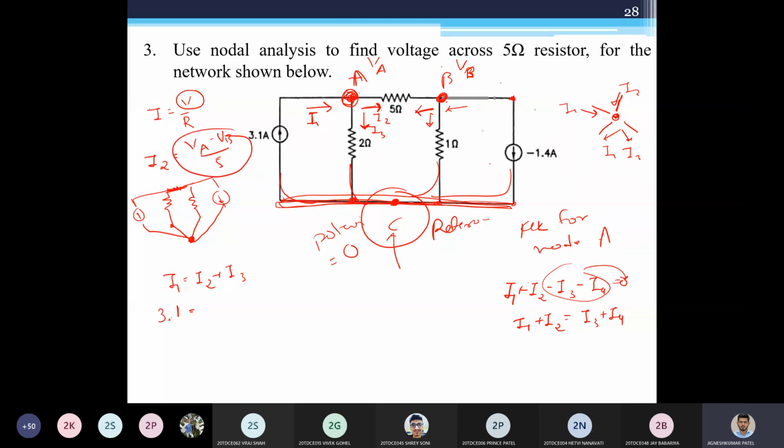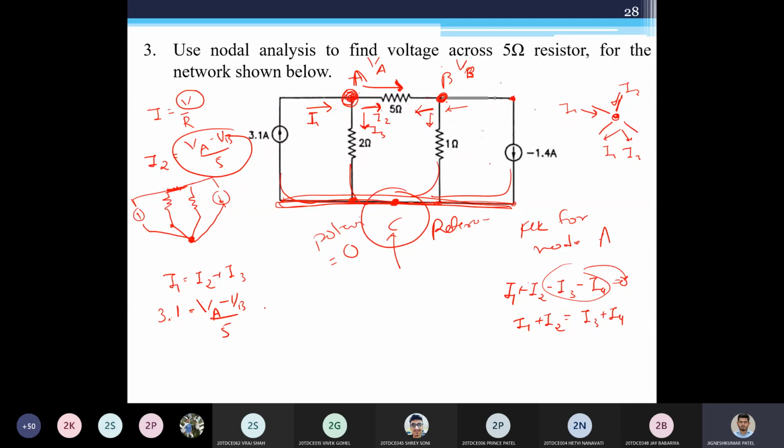So that difference would be VA minus VB divided by 5. How did this come? As I have taken this direction, this end is at higher potential, and current will flow from higher potential to lower potential. That's why I write VA minus VB divided by 5. VA minus VB is the potential difference across this element. And what was the resistance? Resistance 5. So I write VA minus VB by 5.